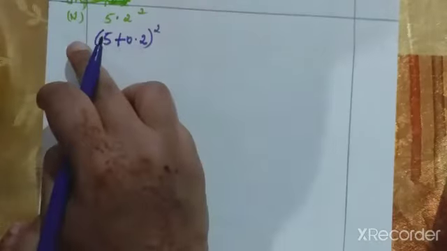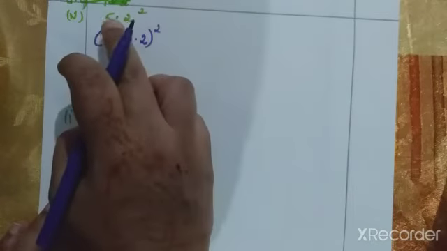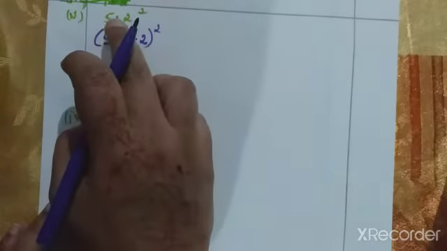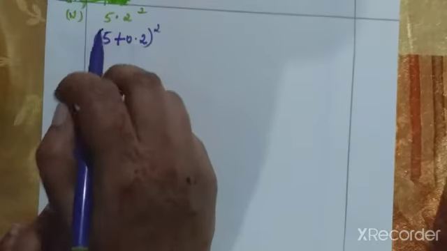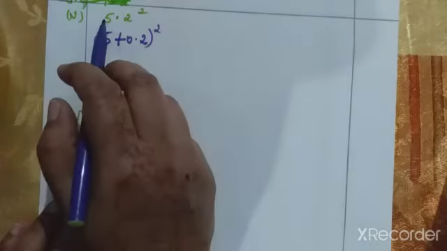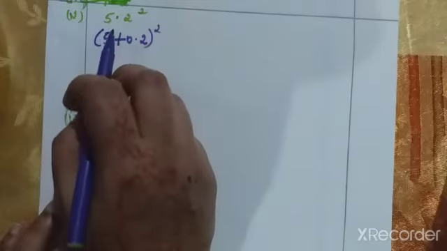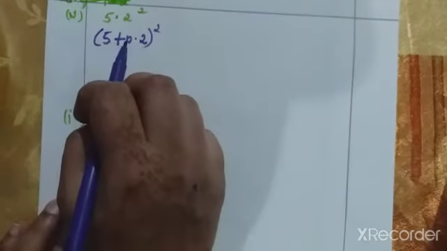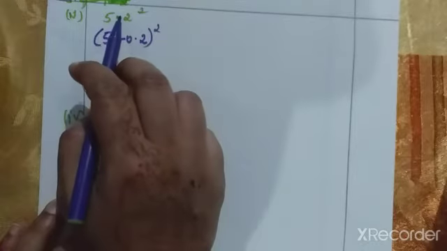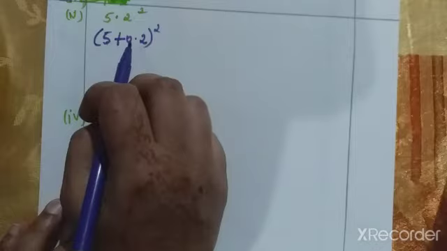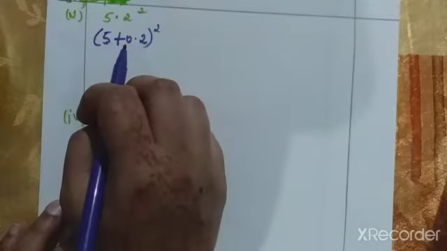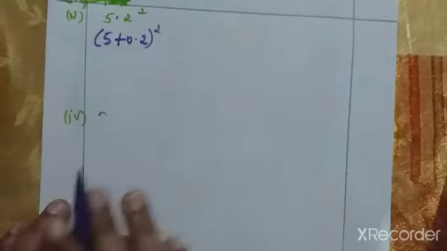Now the fifth sum is 5.2 whole square. 5.2 square means here 5.2 into 5.2, multiplying 2 times. By using identity we have to solve this. By using identity means here we can convert 5.2 into 5 plus 0.2. So 5 plus 0.2 means 5.2 only, one and the same. Now here it looks like the a plus b whole square identity. Now we have to apply the a plus b whole square formula here.